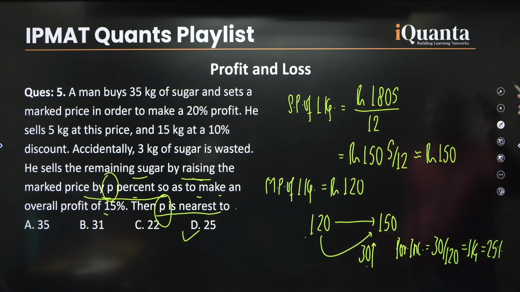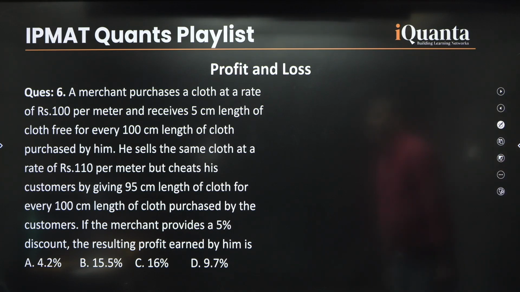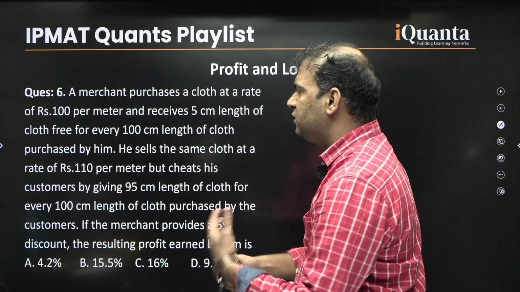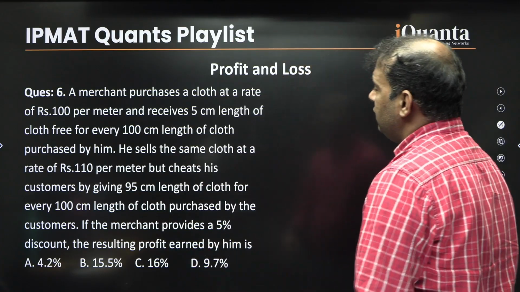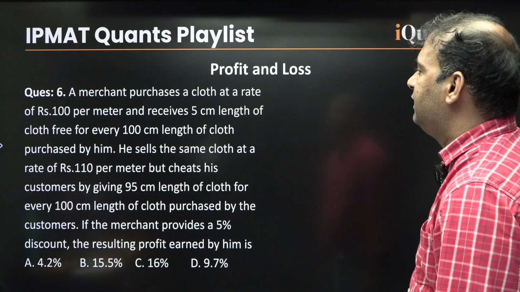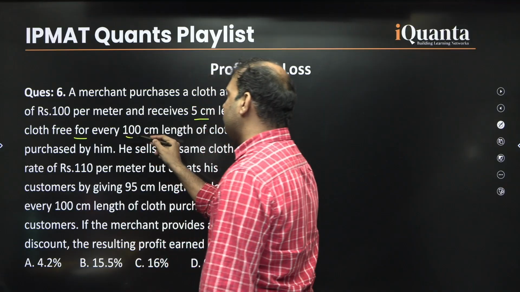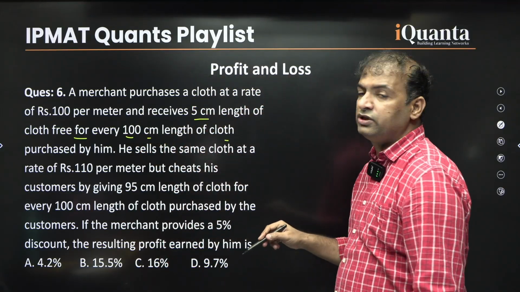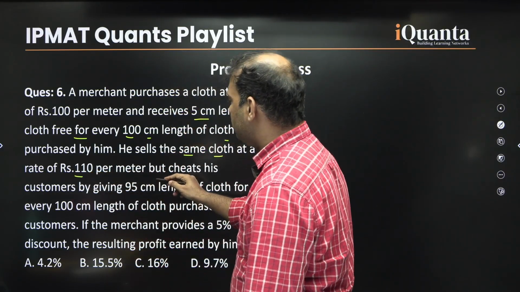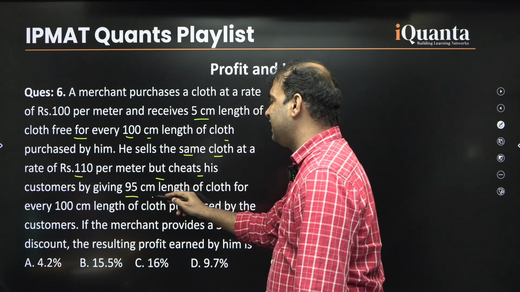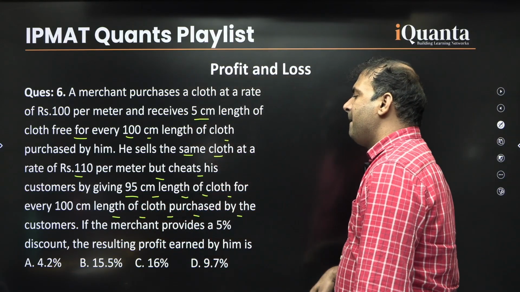Now guys, the last question, based on the cheating problem which we discussed in the last video, based on the weights problem. Okay, but this time it's not weight, it's actually the length, you can say, but the concept is the same. The question says: there is a merchant who purchases a cloth at a rate of 100 rupees per meter and receives 5 centimeter length of the cloth free for every 100 centimeter length of the cloth purchased by him. He sells the same cloth at rupees 110 per meter, but cheats his customer by giving 95 centimeter length of the cloth for every 100 centimeter length of the cloth purchased by the customers.